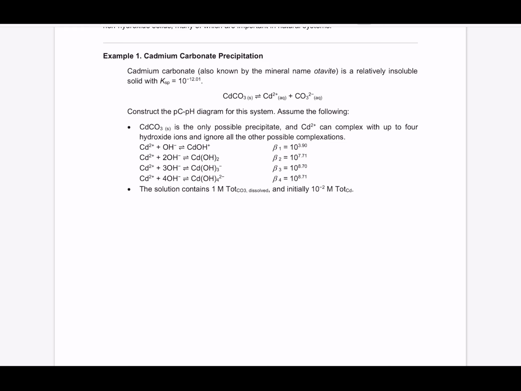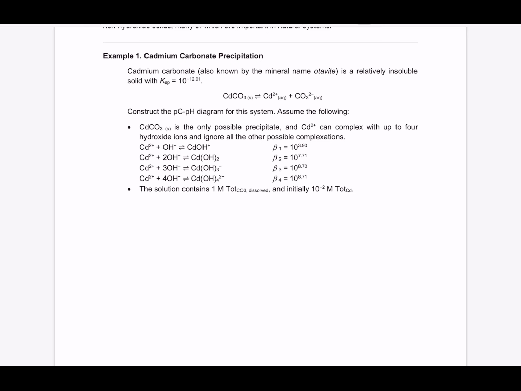We know cadmium can complex with up to 4 hydroxide. So we know all the calculations for that from the first 2 lectures of the course. And we're ignoring all the other possible complexation. So we got 4 beta values, all with hydroxide, 1 KSP value, and the total concentrations, the total for cadmium and the total for carbonate.